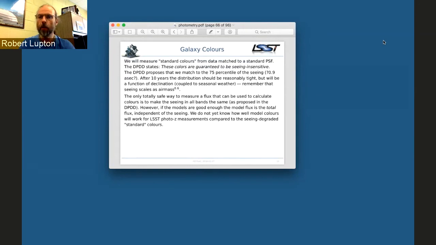Now, if you want galaxy colors for measuring the star formation history of the universe, then you definitely want a total color, a total flux. Total flux is very hard to measure for galaxies because you don't see any light in the outer part, and you have to worry about what happens to the wings, you have to worry about the intracluster light, you have to worry about the sky subtraction.